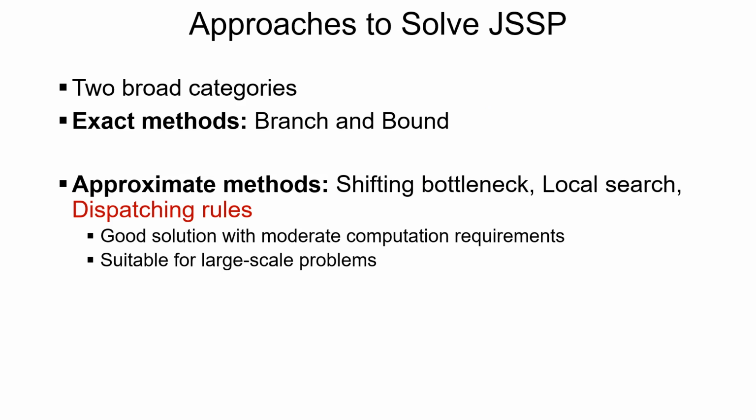Approaches to solve job shop scheduling problem can be divided into two broad categories, exact methods and approximate methods. Exact methods such as branch and bound are designed to provide optimal solutions, but they cannot be used for large-scale problems. Approximate methods provide good solutions, and they are also suitable for large-scale problems. Some examples of approximate methods are shifting bottleneck, local search, and dispatching rules. In our study, we are using the dispatching rules.